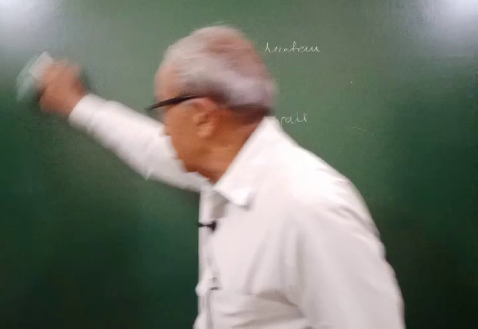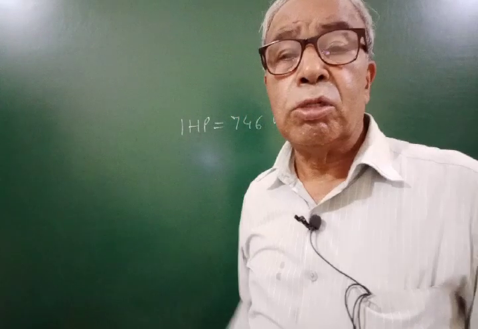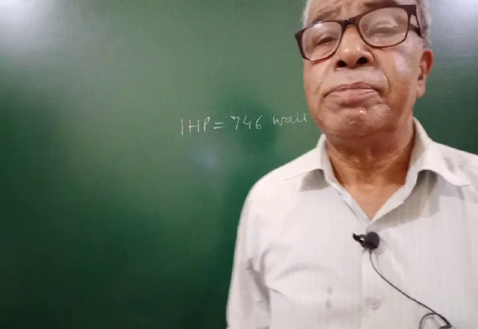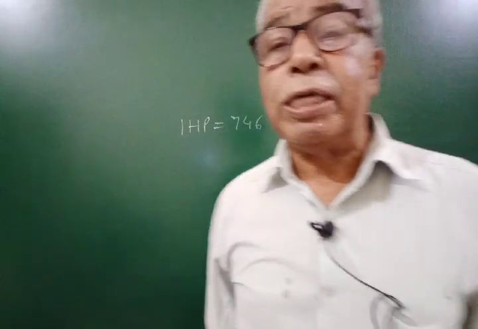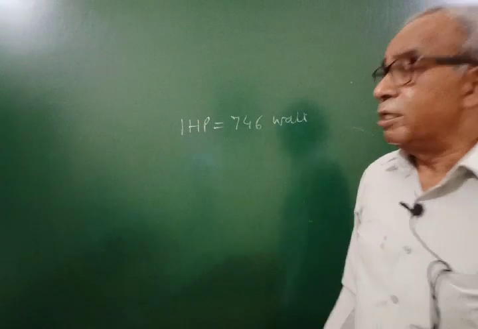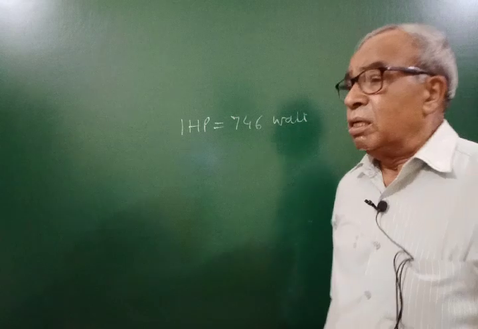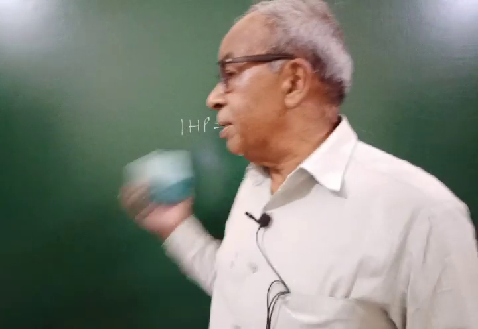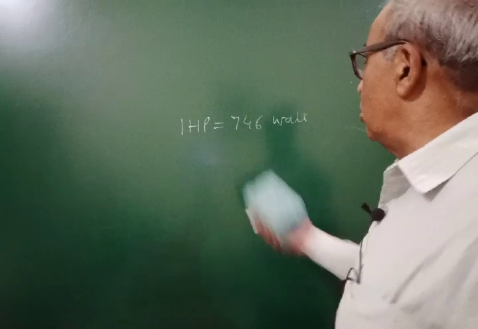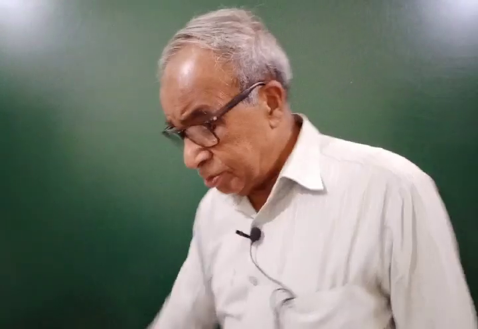So that is how I told you the units of power. Please say power is work done per unit time. Don't say rate of doing work. Power is the work done by a body per unit time, right? And its unit is watt in the MKS system. In the FPS system it is horsepower, and 1 HP is equal to 746 watt. Please note it. In the next video I will come to energy.